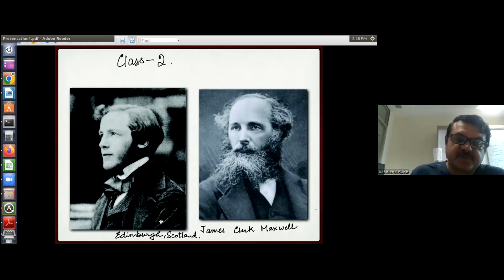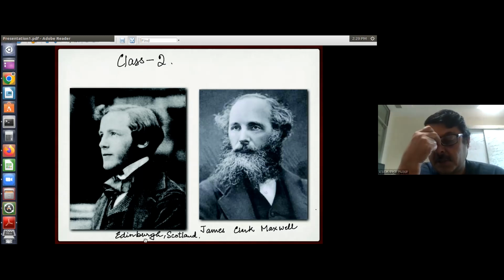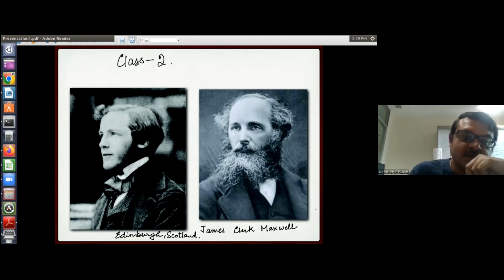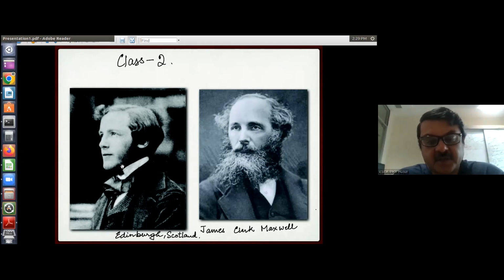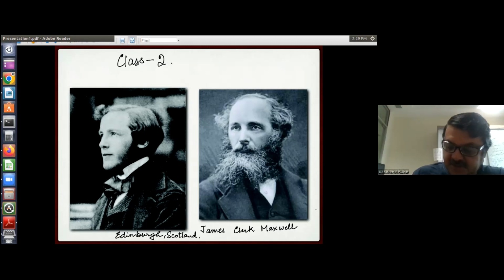So he basically worked in Edinburgh, Scotland, and mostly the pictures I've been showing you are of extremely old men, and I found this is the more common picture of Maxwell. But this is how he looked when he was young, when he was a college student or something like that. And I just thought that, I mean, we hear about these people, let's give some pictures.